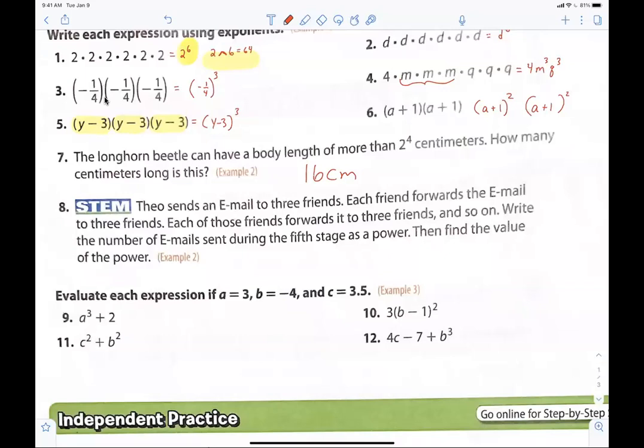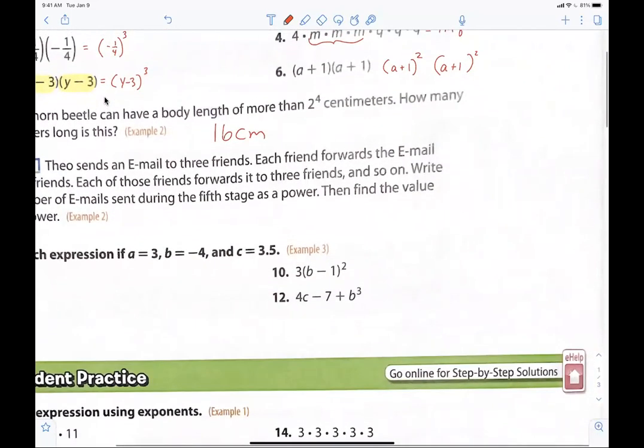Theo sends an email to 3 friends. Each friend forwards the email to 3 friends. Each of those friends forwards it to 3 friends, and so on. Write the number of emails sent during the 5th stage and how you find the value of the power. What is this saying? Do you know? No. All right, let me show you what they're saying.